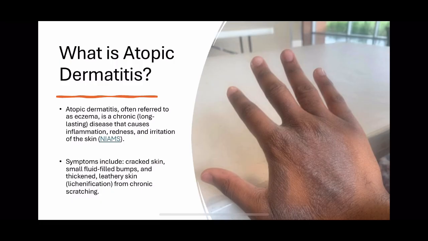Atopic dermatitis is the topic of my final presentation: the genes involved. So, before we really get into the genes that are involved, we need to understand what atopic dermatitis is. According to the National Institute of Arthritis and Musculoskeletal and Skin Diseases, or NIAMS for short, atopic dermatitis, or eczema, is a chronic, long lasting disease. It can cause inflammation, redness, irritation of the skin, and other symptoms can include cracked skin, small fluid filled bumps, and lichenification, which is thickened, leathery skin from chronic scratching.